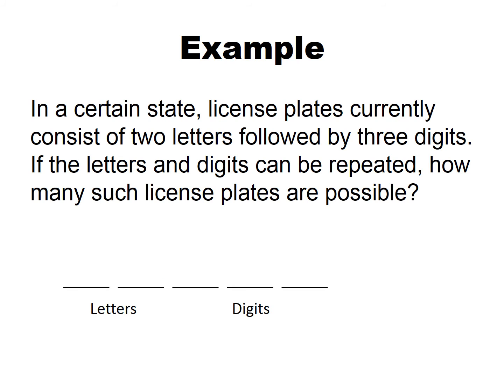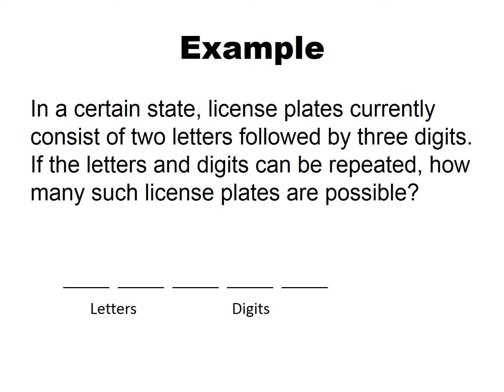Let's apply this to another experiment. This one's a little more complicated. In a certain state, license plates currently consist of 2 letters followed by 3 digits. If the letters and digits can be repeated, how many such license plates are possible? And so selecting a license plate here is an experiment. I don't know what's going to happen until I actually do it. So the question is, how many different outcomes or how many different possible combinations are there?